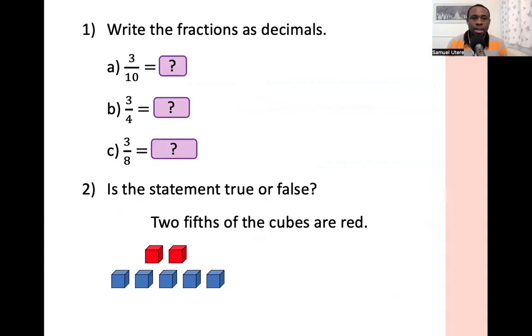Before we start, I would like you to pause the video and answer these retrieval practice questions in 3 minutes. Assuming you've paused the video and you've answered the questions, here are the answers.